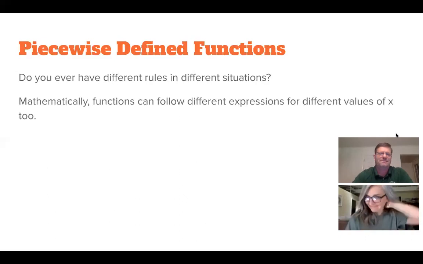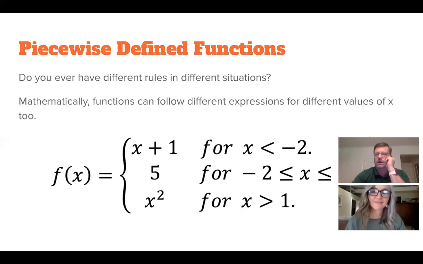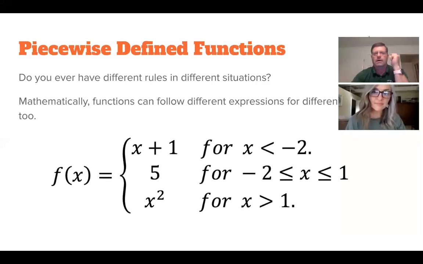Mm-hmm. All right, here's an example of what we call a piecewise function mathematically. We have three different rules for three different intervals of x. So when the x values are less than -2, I'm going to follow the rule x minus 1.